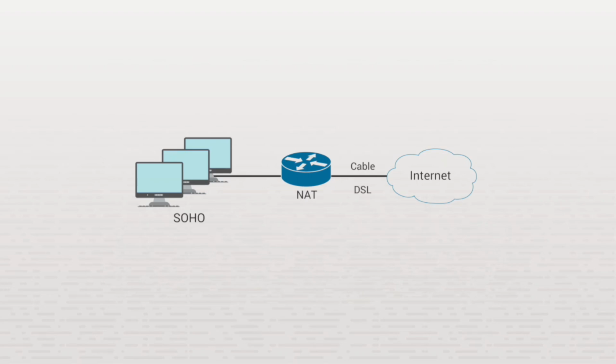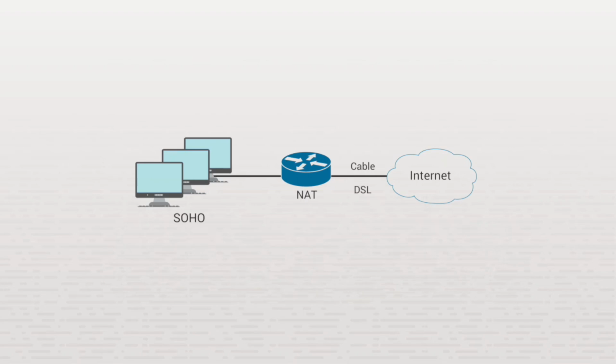Without NAT, every single device on this network would need to have a unique internet IP address. The reason for this is because all sent and received packets need a source and destination IP address. Devices on the internet need to know where data is coming from and where data should be sent. But remember, IP addresses are limited.